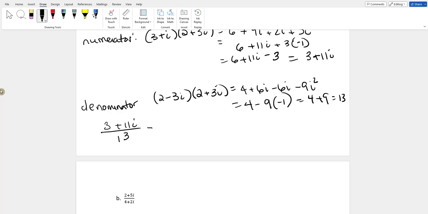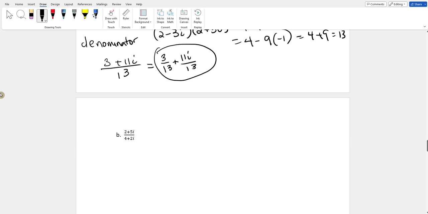You cannot write your answer like this in MyMathLab. They want you to split it up. So it'll be 3 over 13 plus 11i over 13. If you write it 3 plus 11i over 13, MyMathLab will mark it wrong. So make sure you separate it.